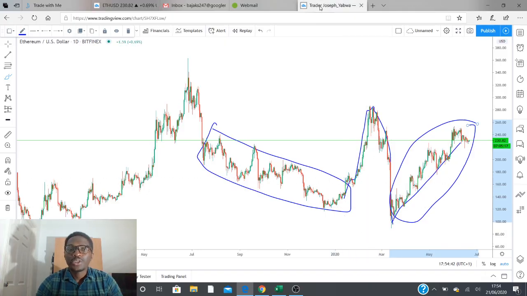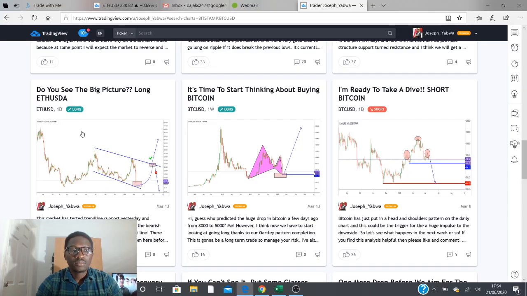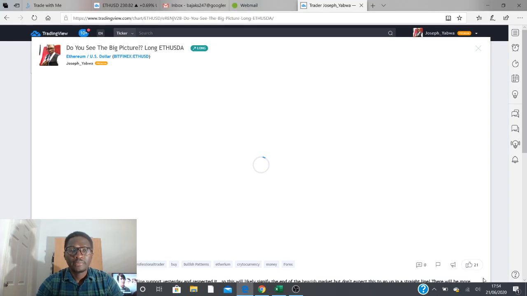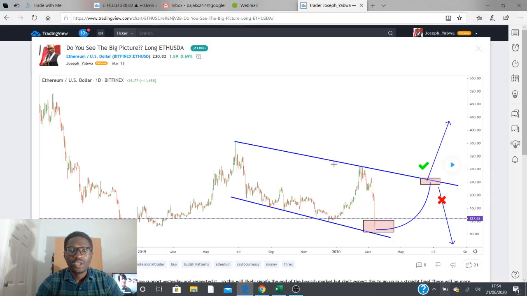How about I go over to my TradingView page again and see Ethereum right there. Can you see the prediction? Expect this market to rally. Now at this point, I would expect the market to consolidate and break out of this channel. That's based on my prediction.